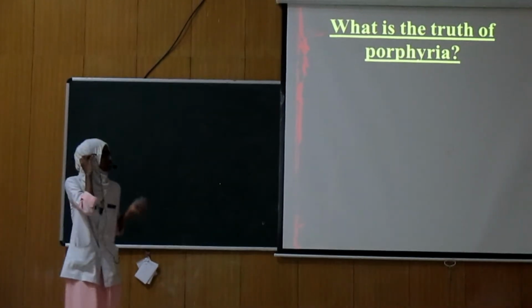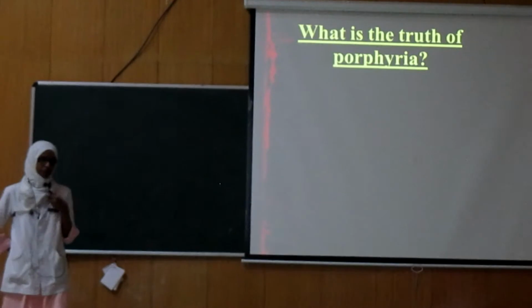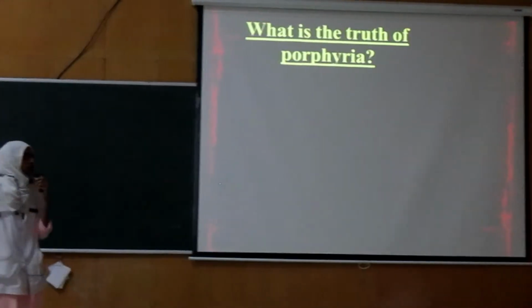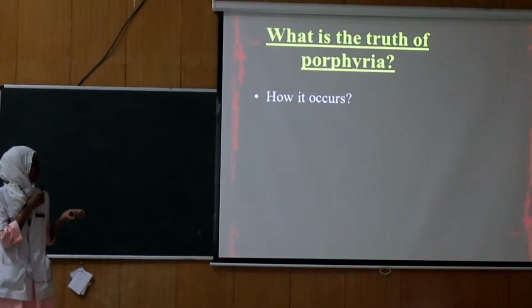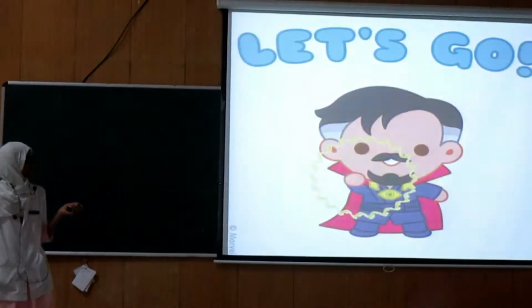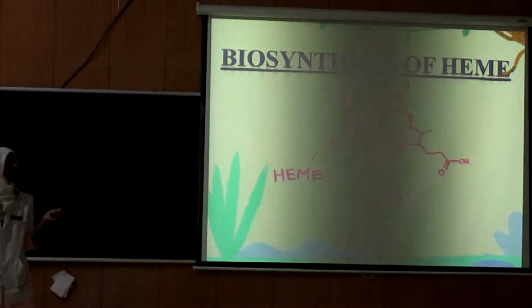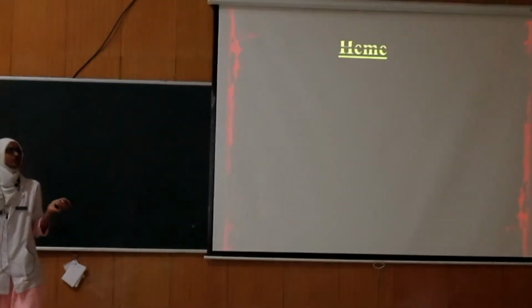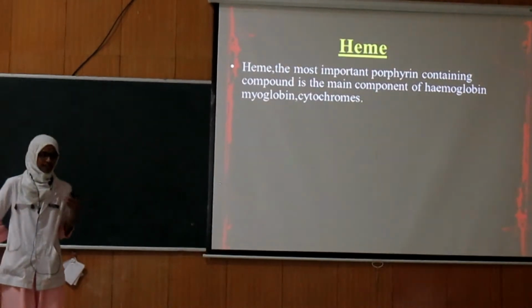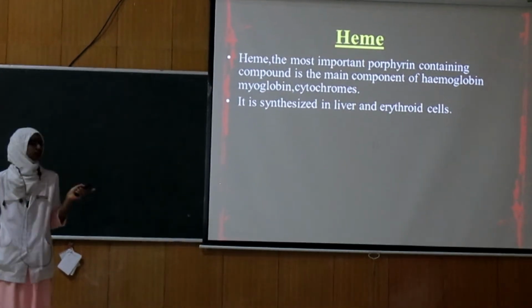Now, let's know how porphyria occurs. What is the truth behind porphyria and what is the mechanism involved in porphyrin synthesis? When and where does it occur? So let's begin with heme synthesis. When we say heme, we all know that porphyrin is the main component of heme. It is also present in myoglobin and cytochromes.